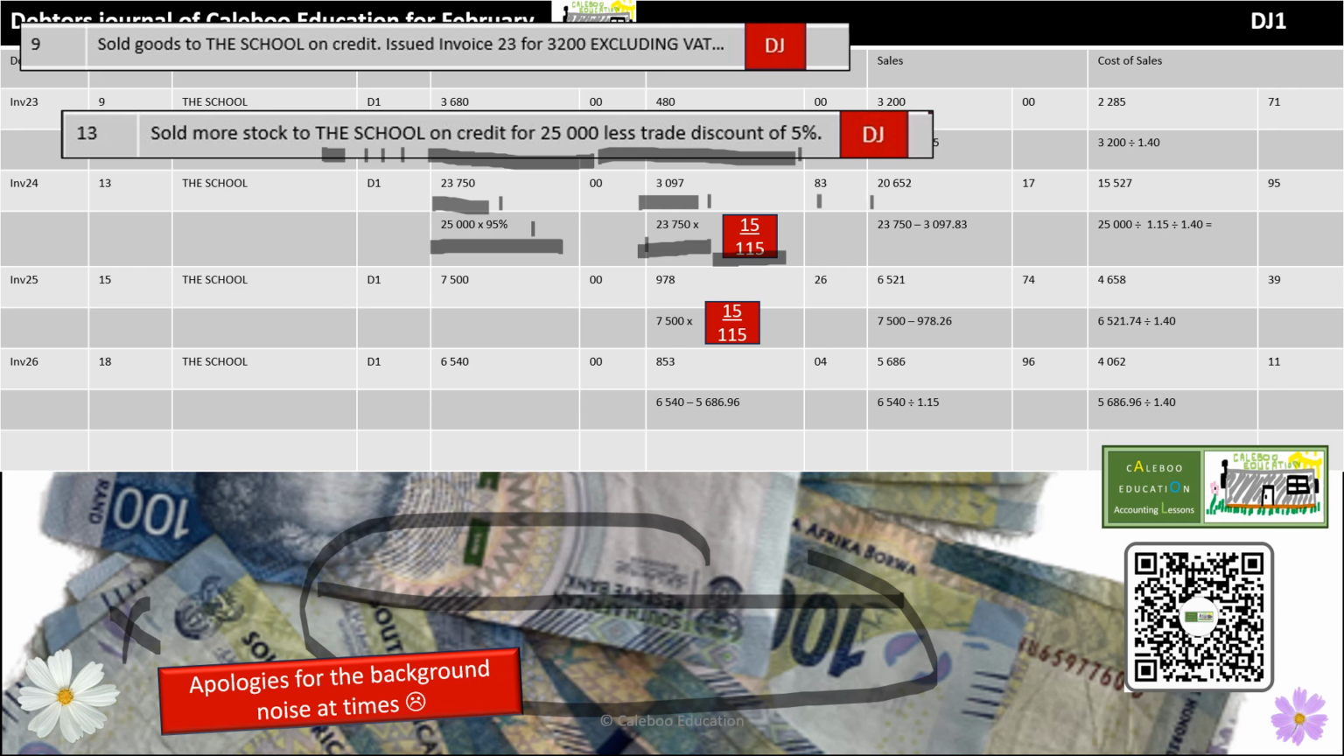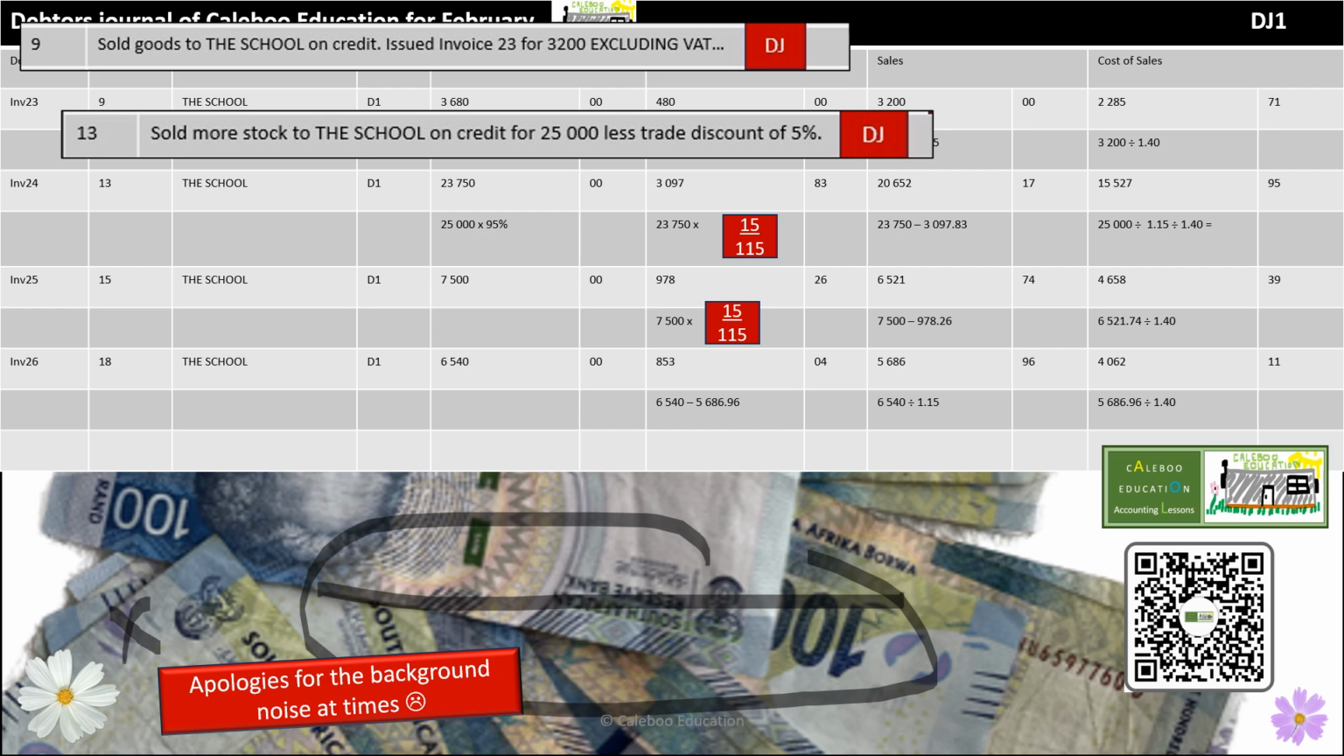And the sales amount is 23,750. That's after the 5% trade discount, less the output VAT, and the amount is 20,652 and 17 cents. Now, before I do the cost of sales, I just want to clear this because this is a very important little point. The stock, regardless of the trade discount, still costs the same.